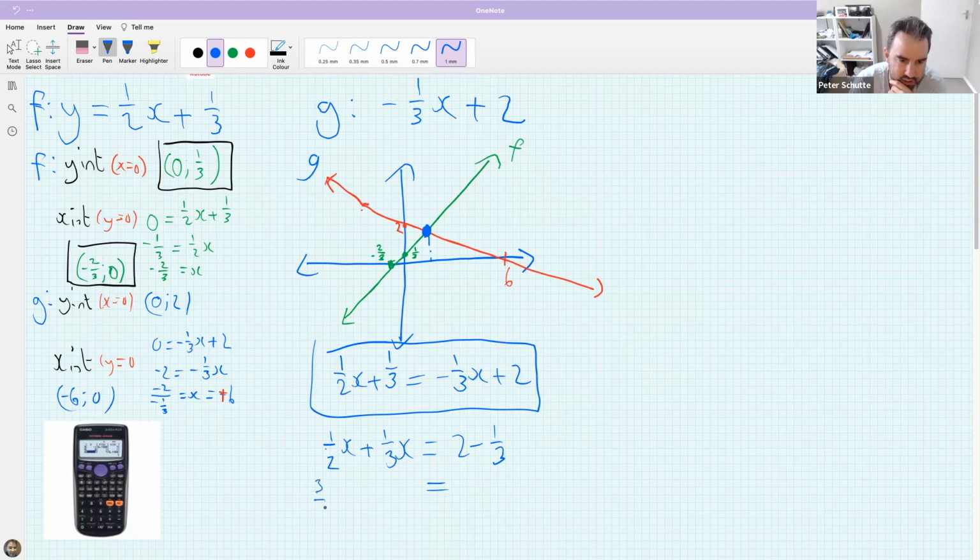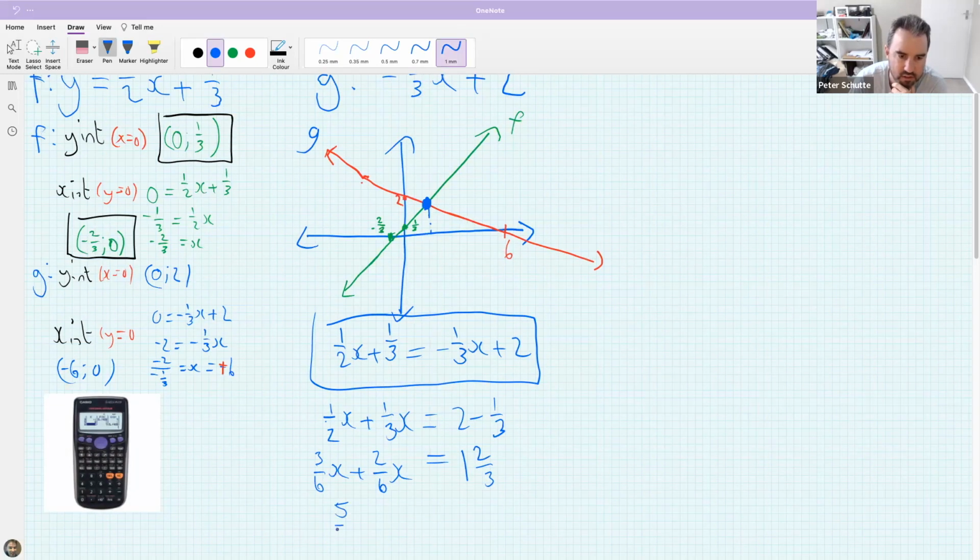So if I make the half 3 over 6, I make this 2 over 6, and then I could make this 1 and 2/3. I would recommend using your calculators. You don't have to do it like this, but it is helpful if you don't have one.